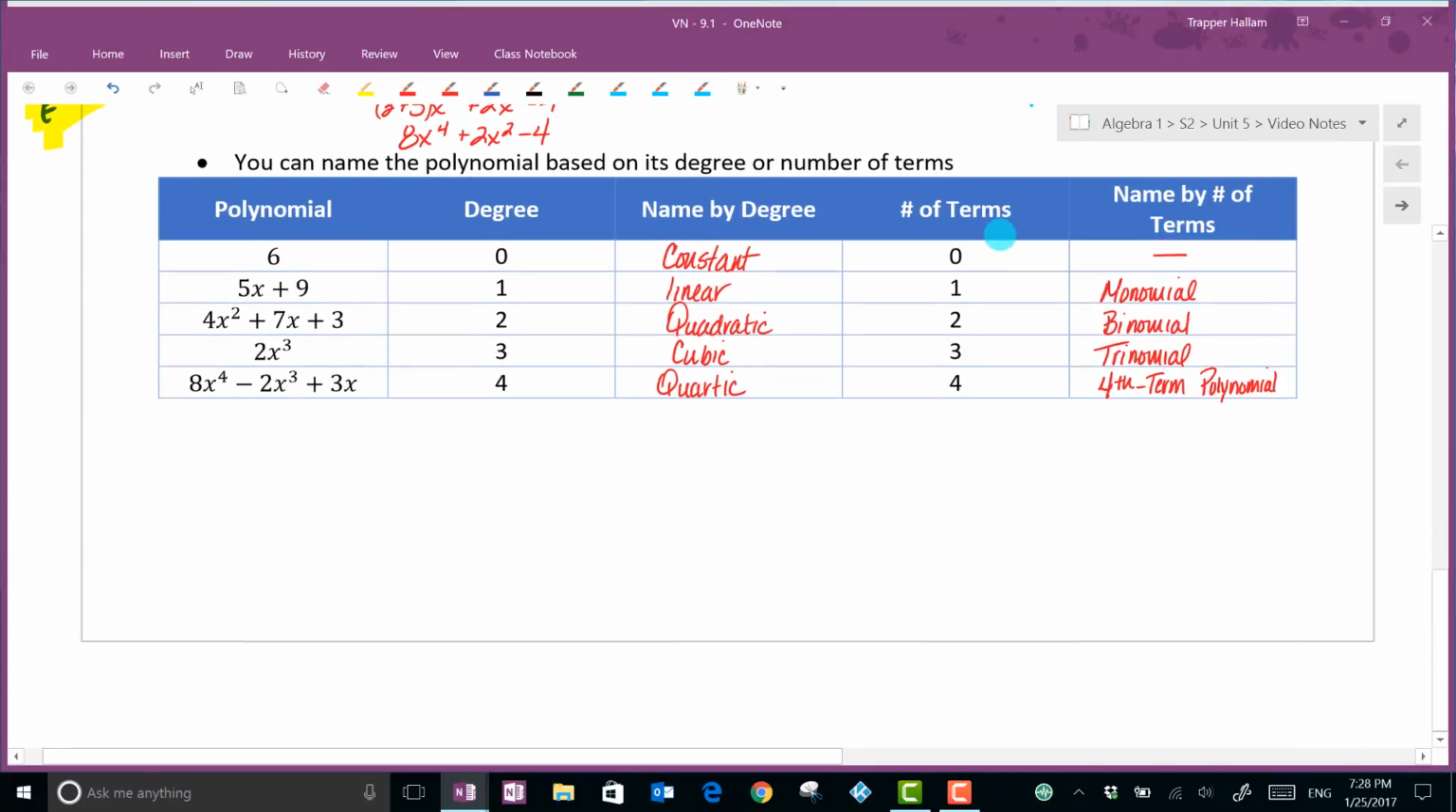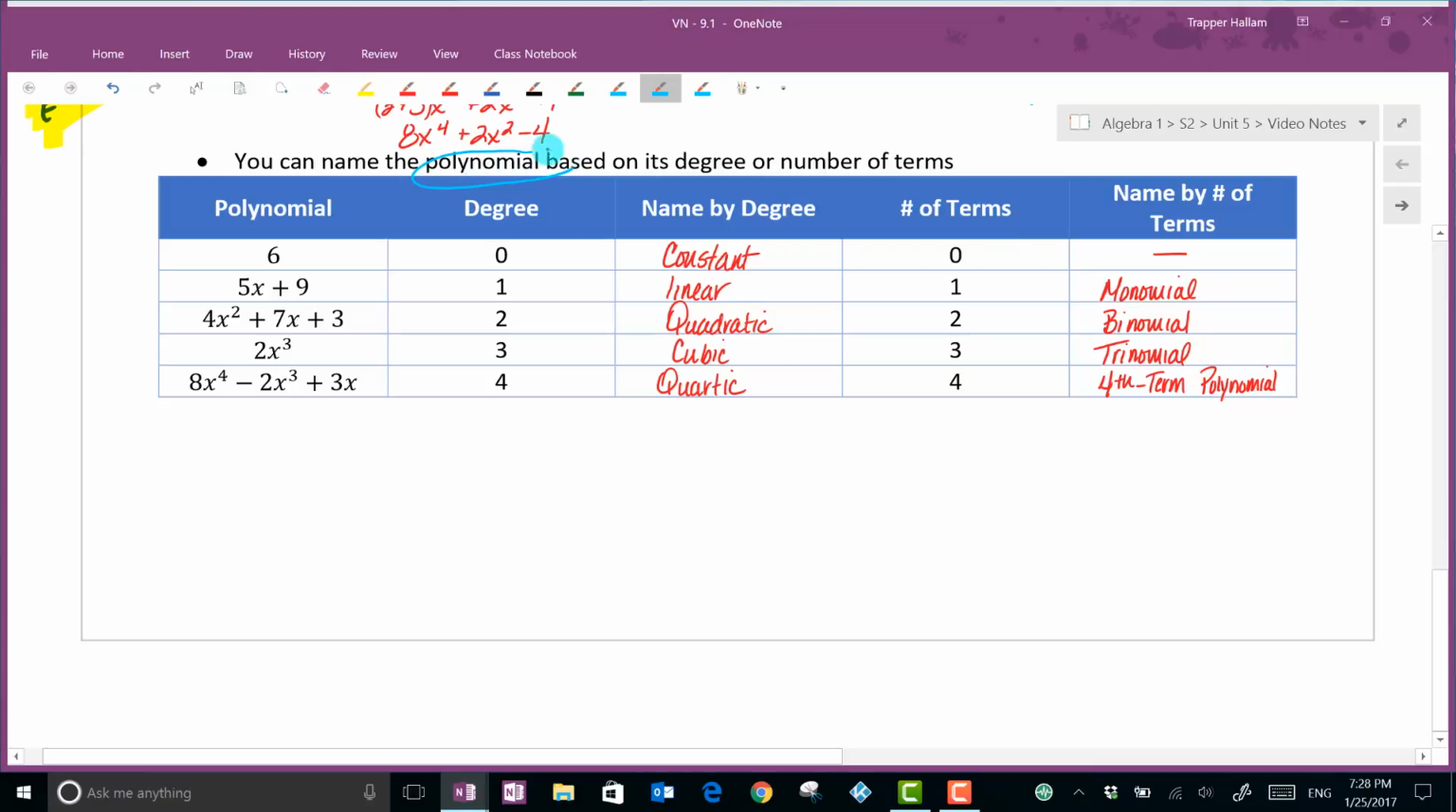Let's get down here to naming, though. So on naming, we can name these polynomials, and that's what we're working with here, polynomials again. We can name them 2 ways. The first way we can name them is by their degree. The second way we can name them is by terms.